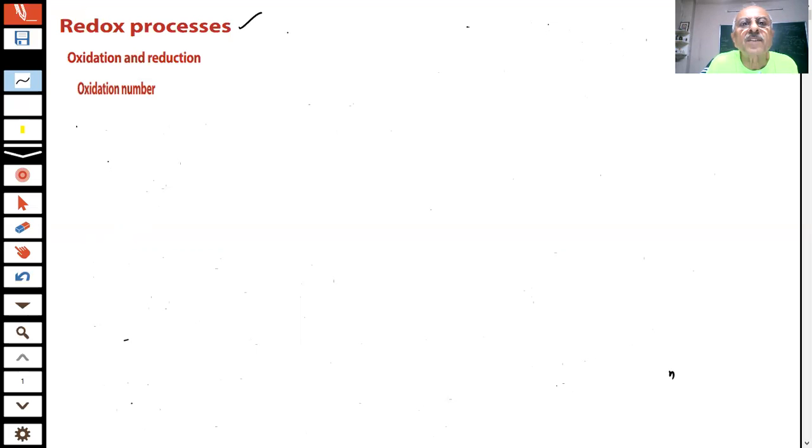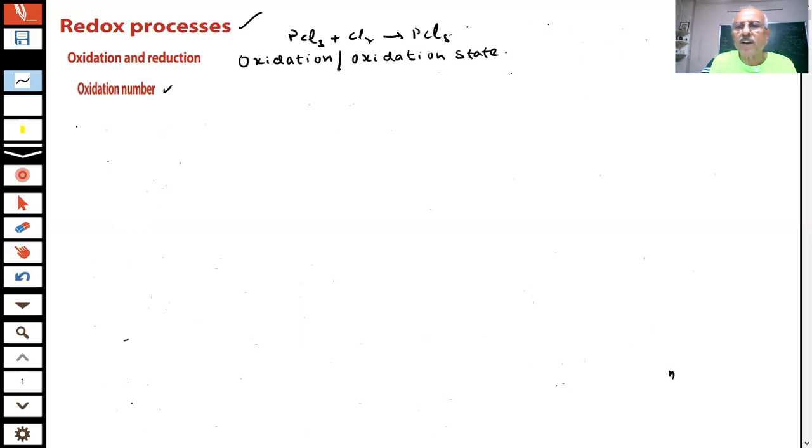For example, consider if I write this reaction, students: PCl3 plus Cl2 goes to PCl5. Now in this reaction, how do we say which is being oxidized and which is being reduced? In such cases, we talk of oxidation number, or oxidation states. The idea was given in order to find out, in a given reaction, whether a substance is being oxidized or reduced, by using the concept of oxidation number.